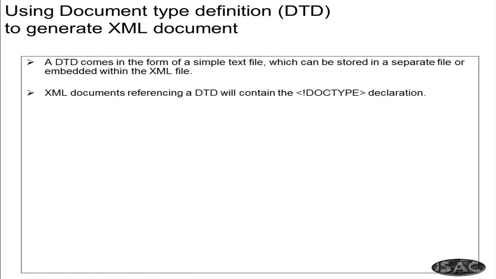Now, what exactly is DTD? That is what we are going to now understand. A DTD comes in the form of a simple text file, which can be stored in a separate file or embedded within the XML file.